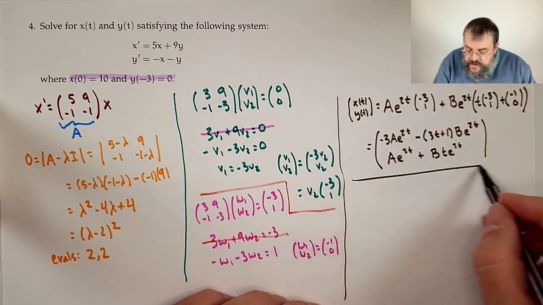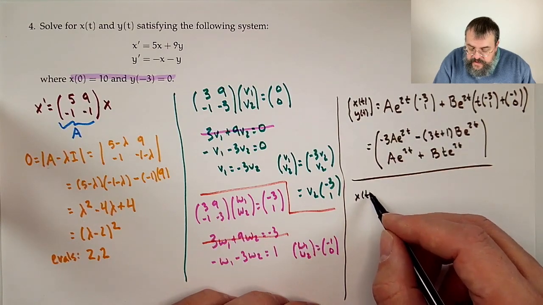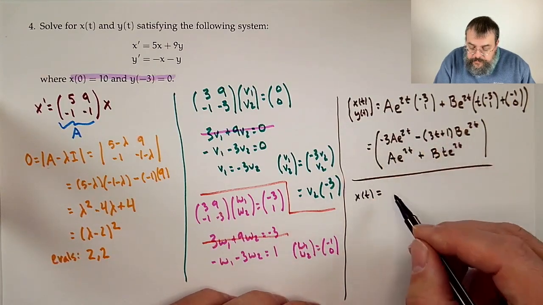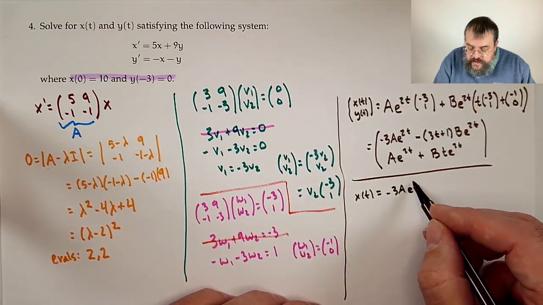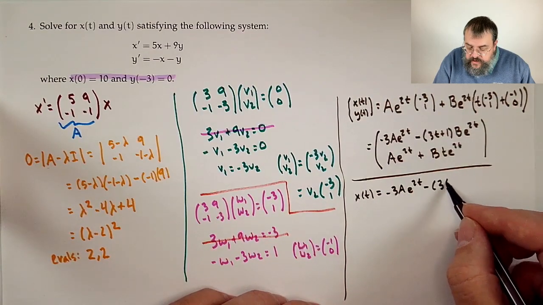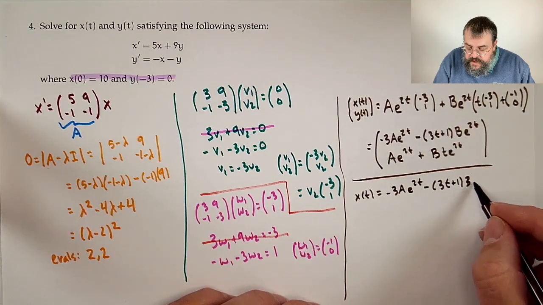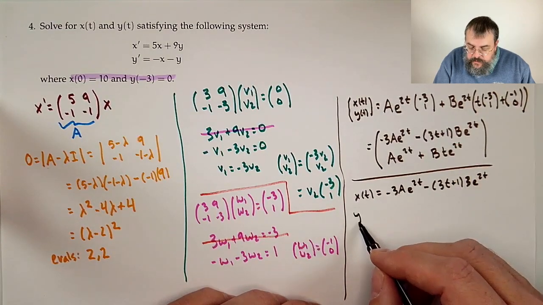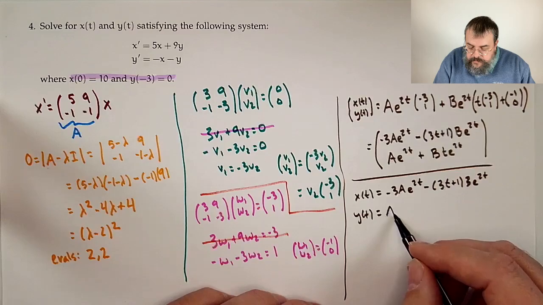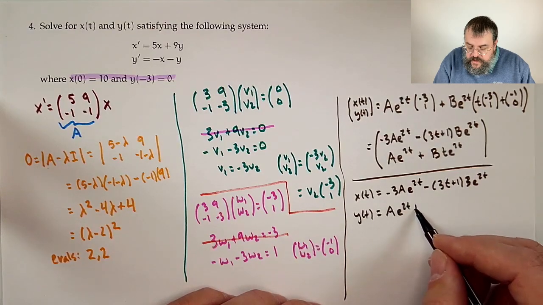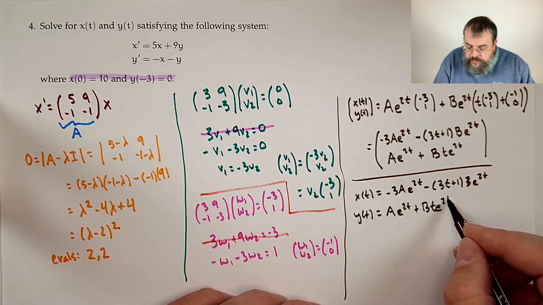So, we have that x of t is the top row, minus 3a e to the 2t minus (3t plus 1) b e to the 2t, and y of t is the bottom, a e to the 2t plus b times t e to the 2t.